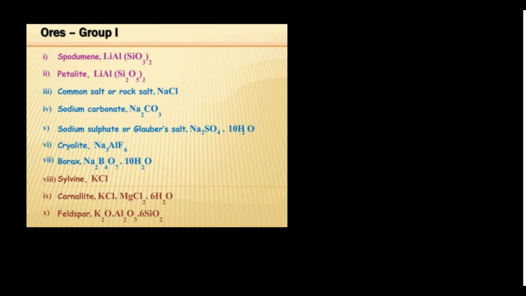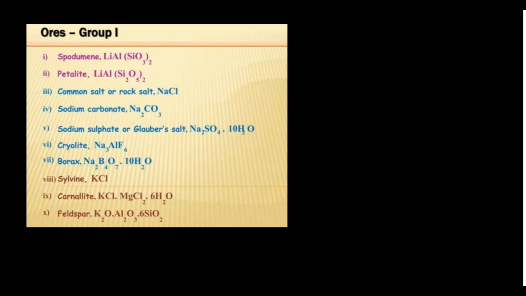This is again a very important question for your competitive examination as well as for your school examination in +2. Spodumene is the source of lithium, which occurs in nature as lithium aluminum silicate. As I already told you, lithium is very less electropositive, so it forms the silicate. The second one is petalite. Petalite is again a lithium silicate, which is the source of lithium.